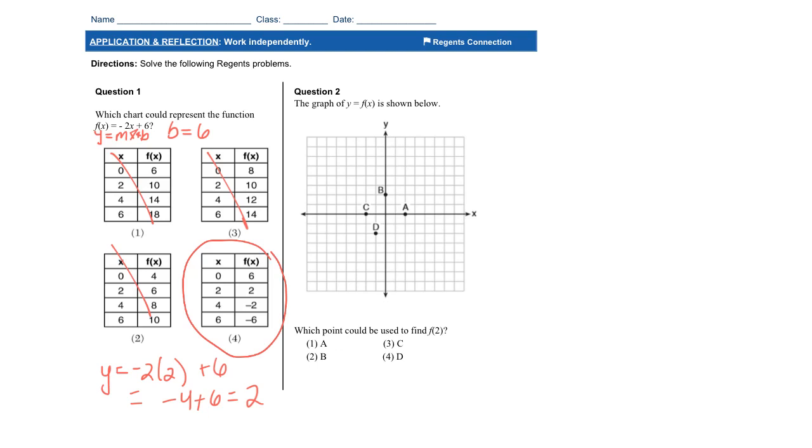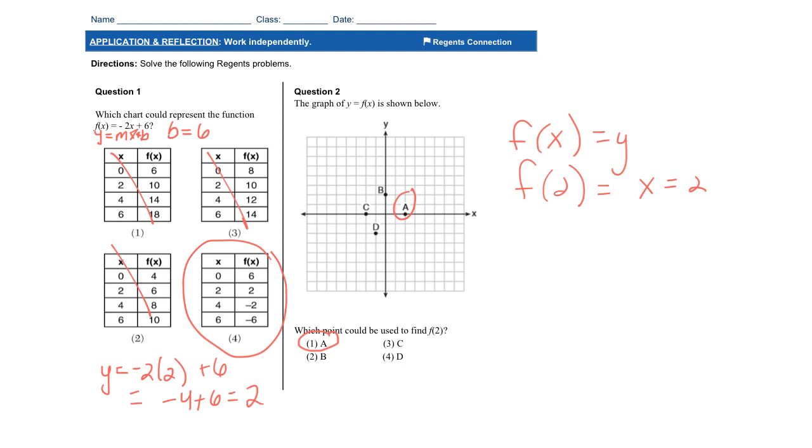Question number 2. The graph of y equals f of x is shown below. It's a funky graph. Which point can be used to find f of 2? Well, if we have f of x equals y, that means we should have f of 2. That should be where x equals 2, or point A. So when the x is 2, that means it's got to be x is 2 on our graph.